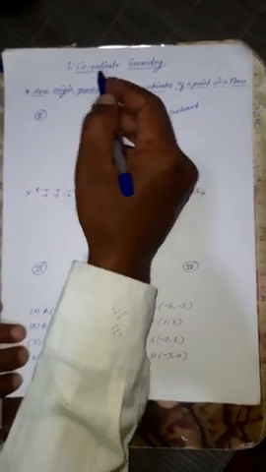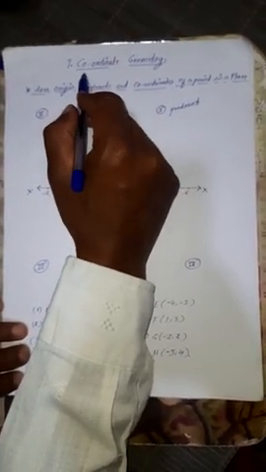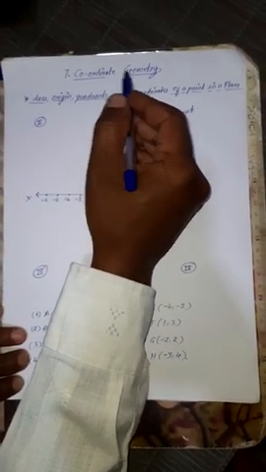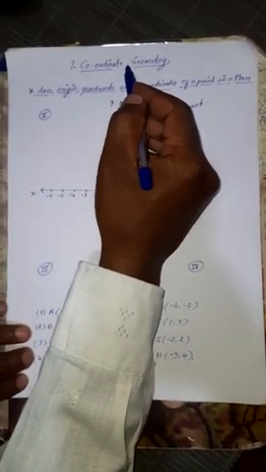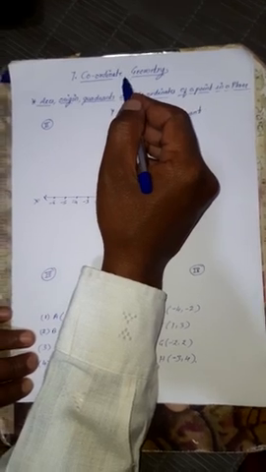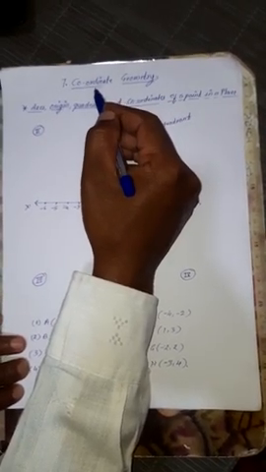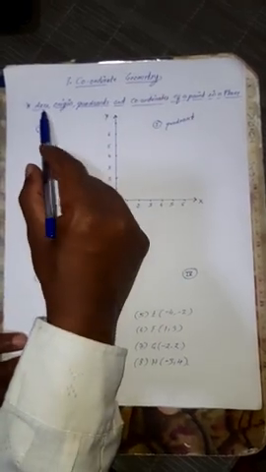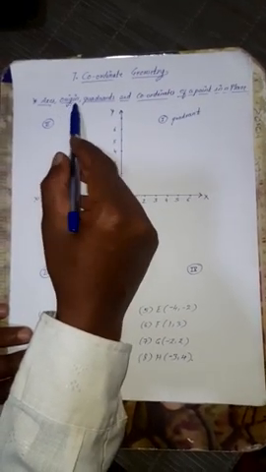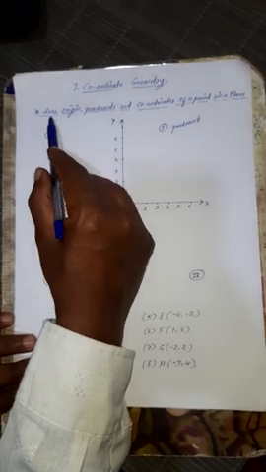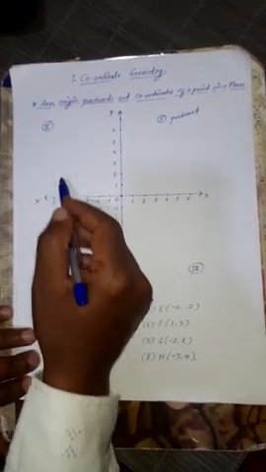Okay, good morning students. Today we are going to see the new chapter, that is coordinate geometry. This is also one of the important branches of mathematics. Before studying coordinate geometry or the coordinate system, we should know what is meant by axis, origin and quadrants. So first we will discuss the axis.